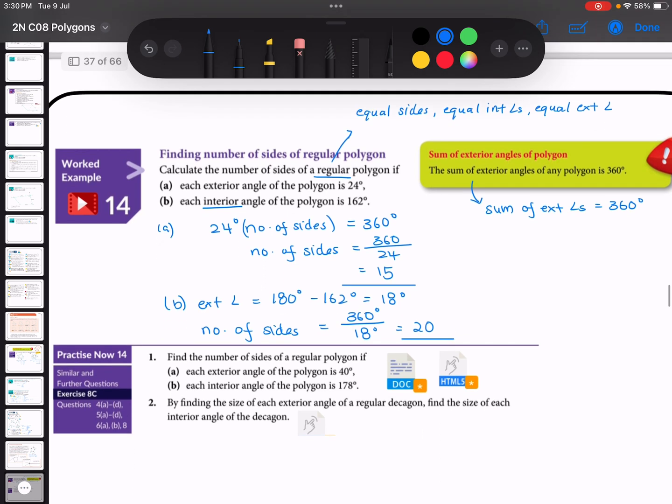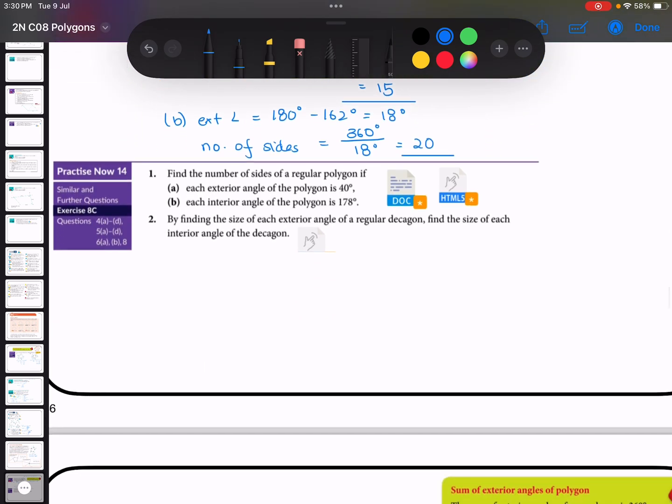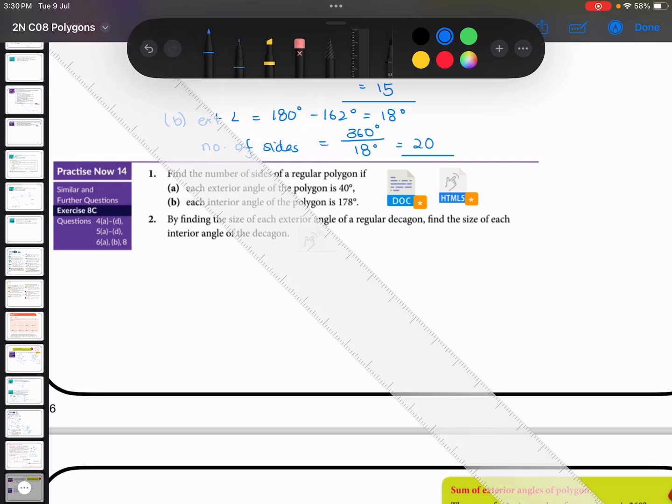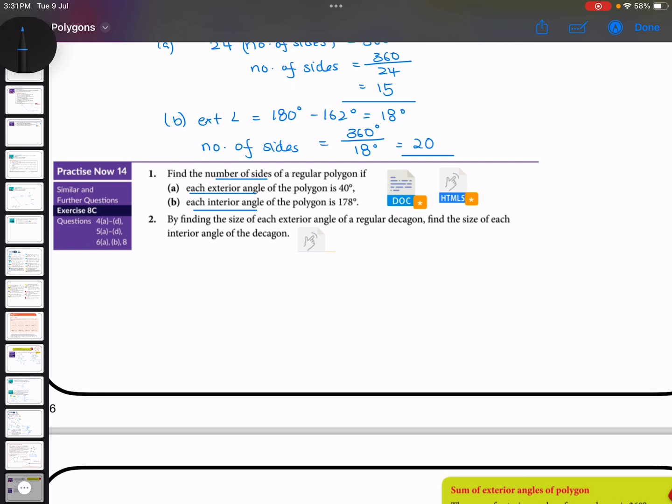Okay, it's pretty simple. I need you to try a little bit. Pause the video here. Try your 14. We are finding the number of sides. Finding exterior angle. First, I'm given the exterior angle. Second, I'm given the interior angle. Okay? Try.